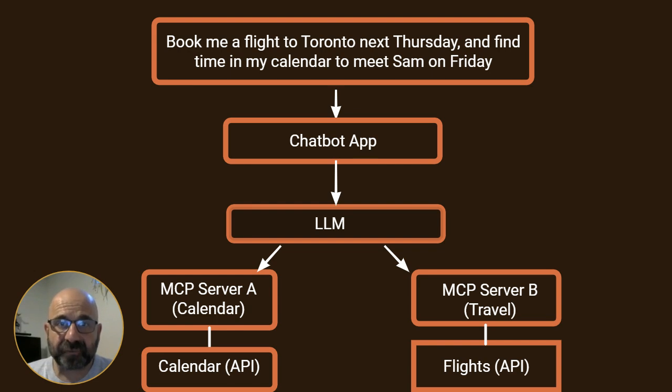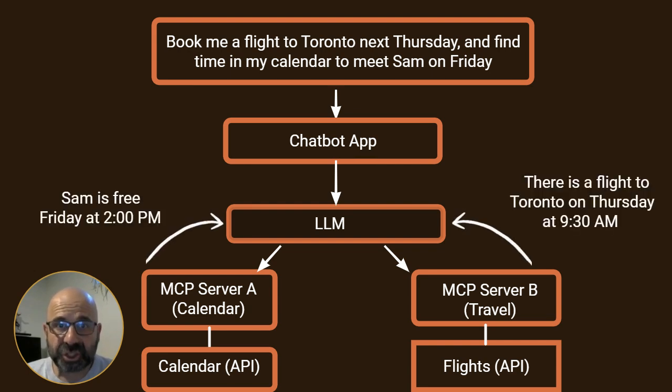Each MCP server handles the actual execution. MCP Server A talks to the Calendar API. MCP Server B talks to the Flights API. Then, each server returns a structured response. Sam is free Friday at 2 p.m. There is a flight to Toronto on Thursday at 9:30 a.m.